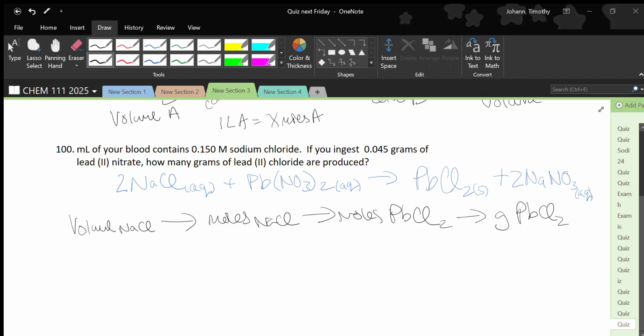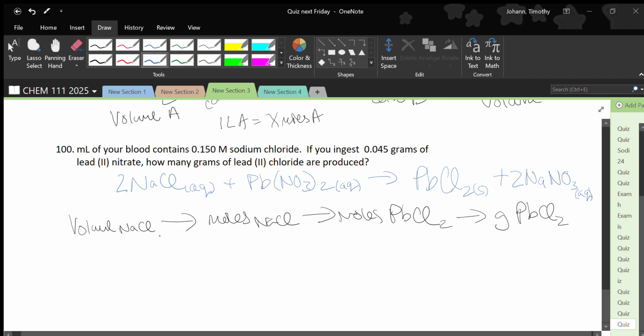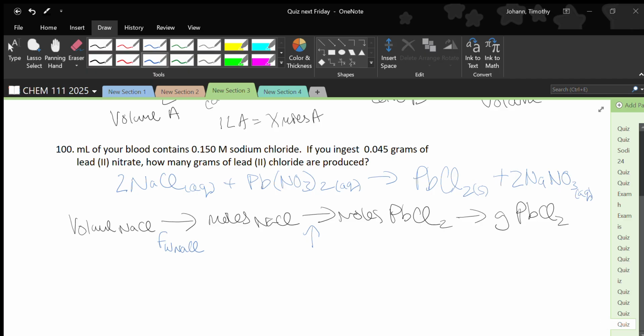Okay, does that make sense? And then we just need to come up with our conversion factors. Here we need to know what our formula weight is for sodium chloride. Somebody work on that for me. Okay, and then I need the ratios from my equation. Somebody not working on that, tell me what the ratio is. How many moles of sodium chloride make how many moles of lead chloride?